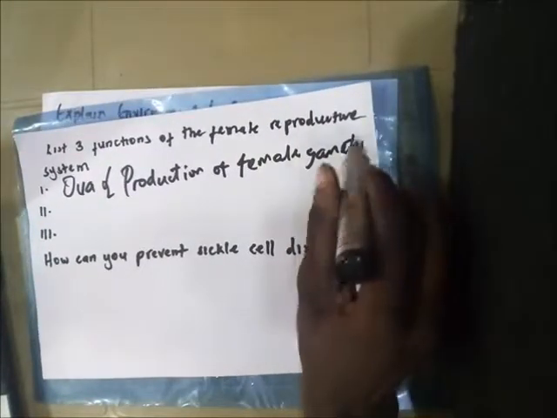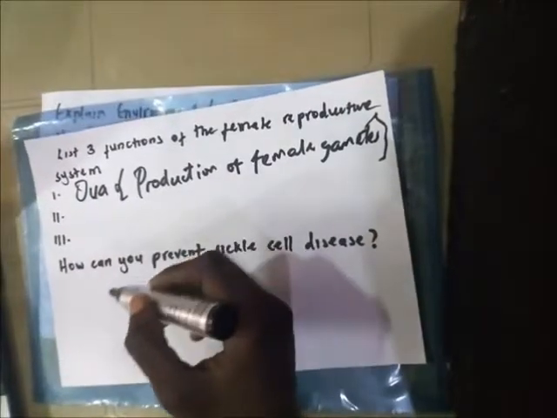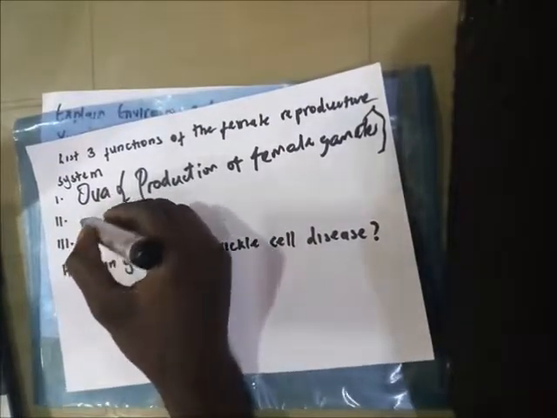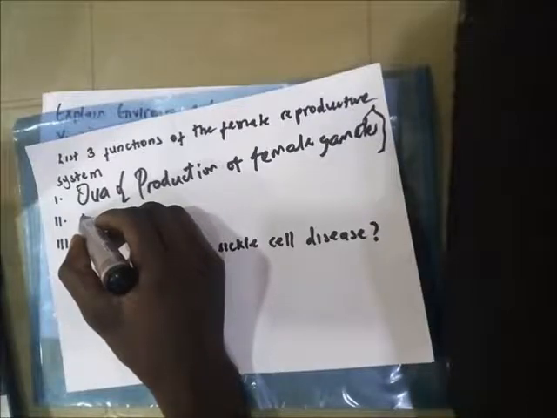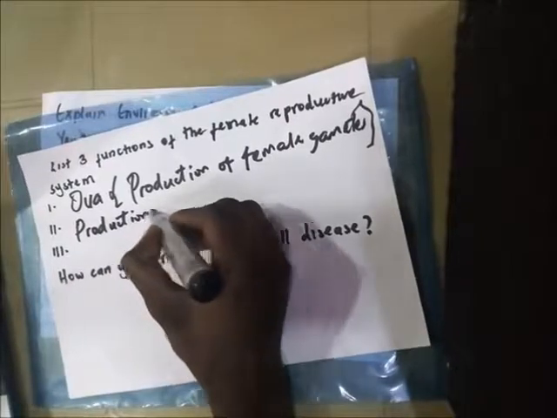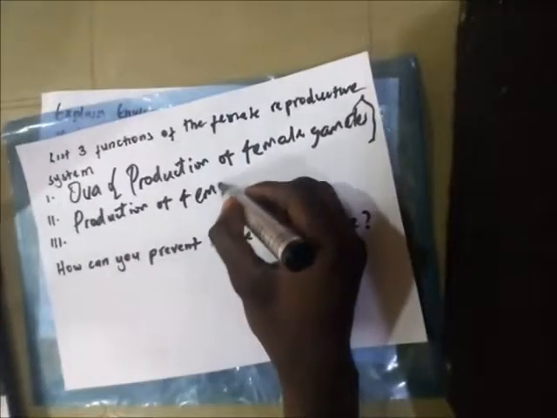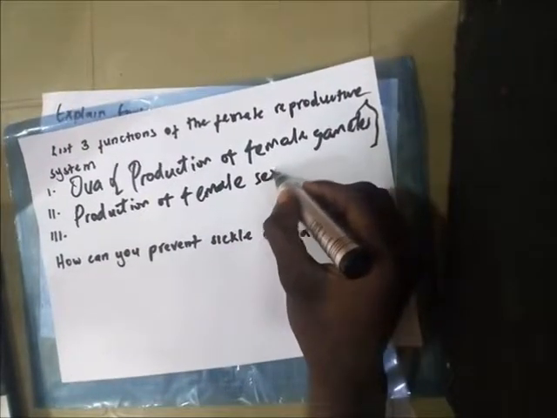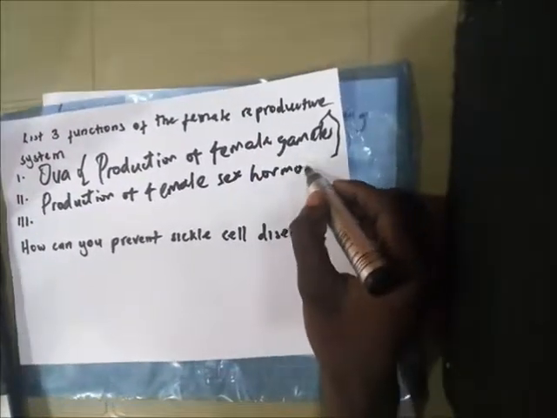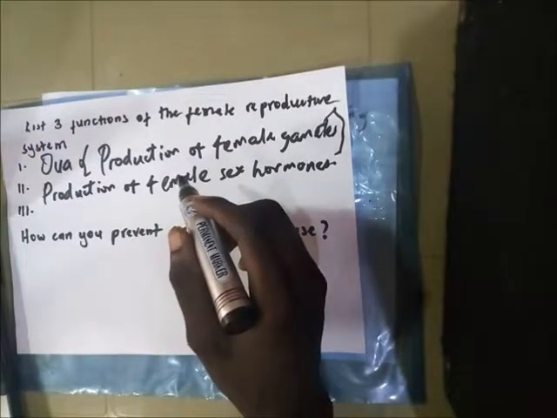So that is the production of ova. And then number two, production of female sex hormones, hormones that are responsible for creating urge in females. The reproductive system is responsible for that. When we talk about sex hormones, if you are confused, we have estrogen and progesterone.